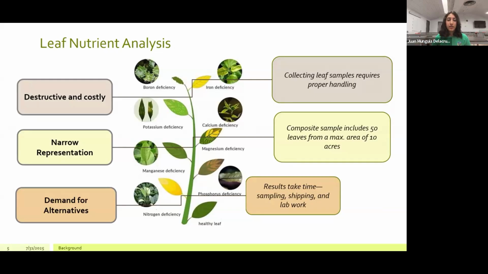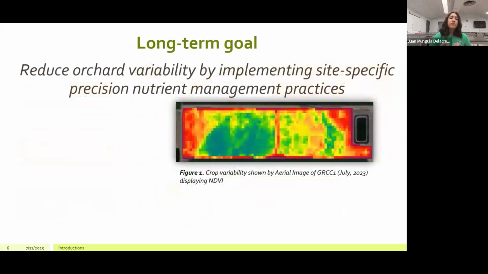And the third problem, which kind of explains the motivation behind this project, is just a demand for alternatives that we can try. We need results quicker, so we're looking for methods that might take less time and that can reduce shipping costs. So let's look at the big picture.